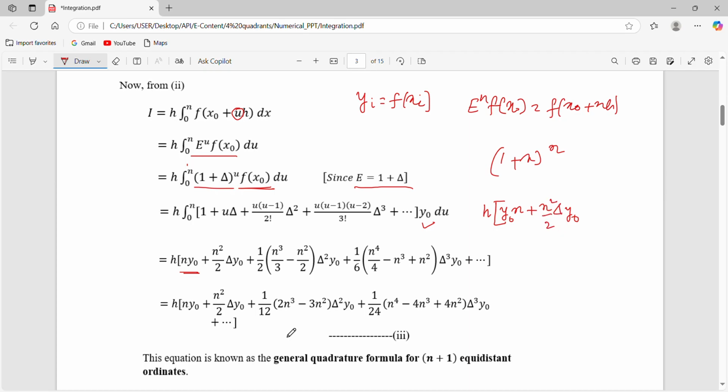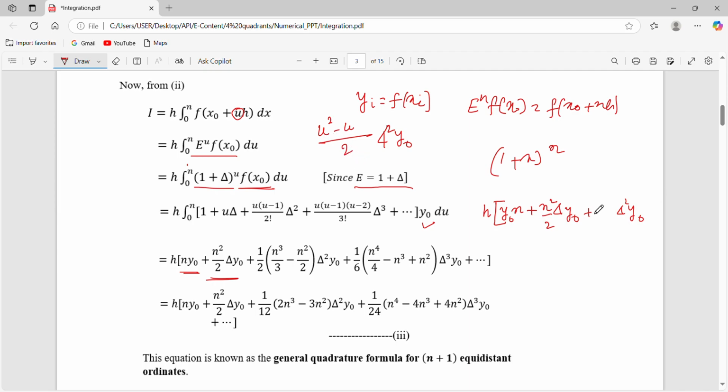That is written over. Same way, first we have to multiply u squared, like u squared minus u divided by 2, and outside we have delta squared y0. So delta squared y0, no change. u squared by 2, after integration it will be u cube by 6, because u cube by 3, 3 into 2, that is 6.